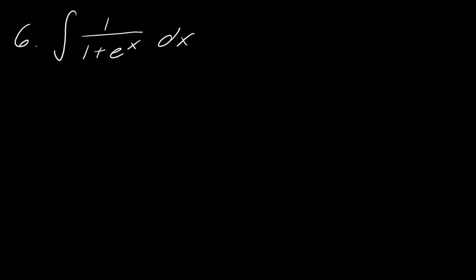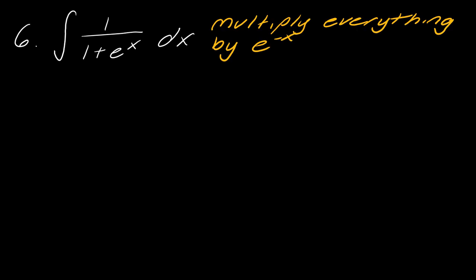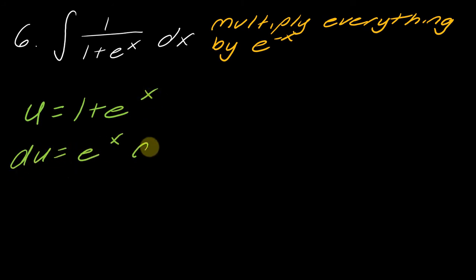So the first thing that you need to do is you need to multiply everything by e to the negative x. So this is, like I said, a trick. The reason why we have to use this trick is if you were to try to just do substitution as this is, you really can't. So just to show you, let's pretend for a second that I set my u as 1 plus e to the x, and so then my du would be e to the x dx.